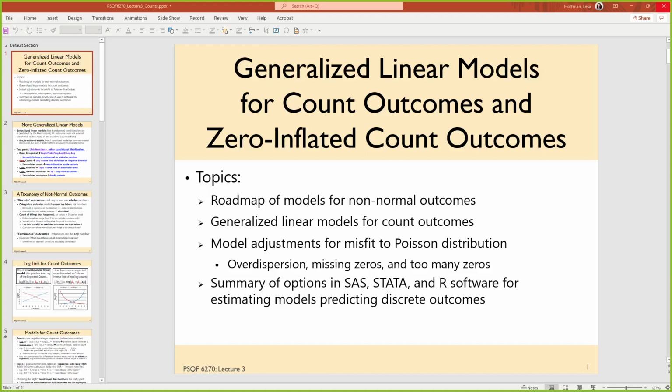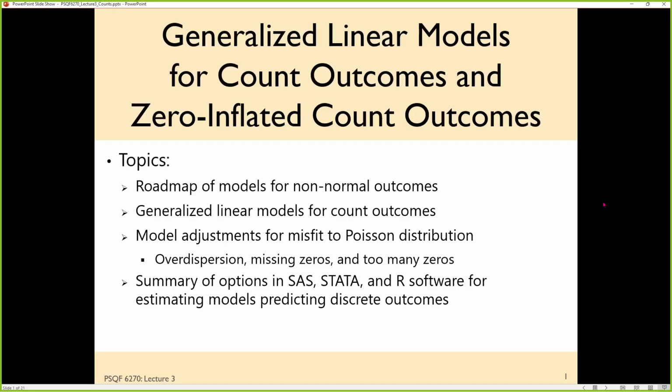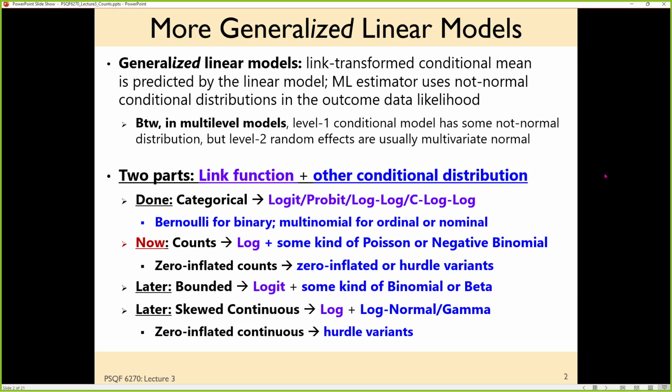Task. So pulling up lecture 3 then to start with. All right, new topic. So first off, reminding us where we've been.